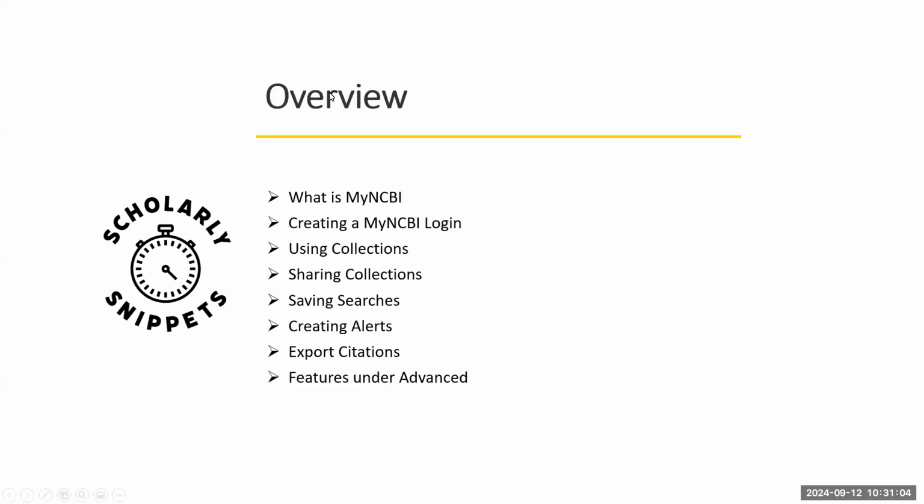Just a quick overview. This is a live demo, but this is some of what I'm going to be going over with everyone. Like what is My NCBI, getting a login, using the collections feature, saving searches, and then you can create alerts off of that. Some stuff about exporting citations and some of the features under the advanced search.